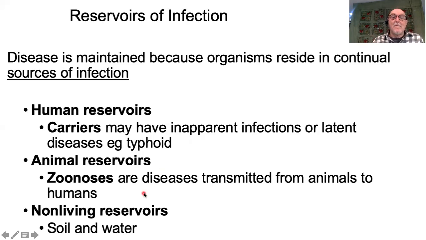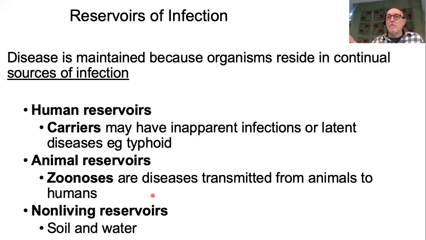So very commonly in human disease, an animal reservoir exists where a disease will be maintained in the animal population, often with no effect to the animal population. And the animal population then has to transmit it back into the human population periodically. There are numerous examples of this.